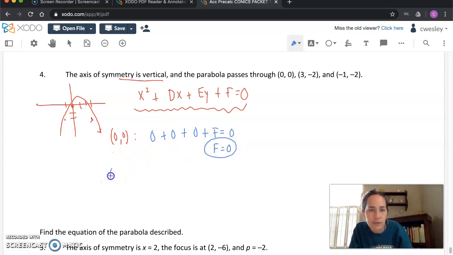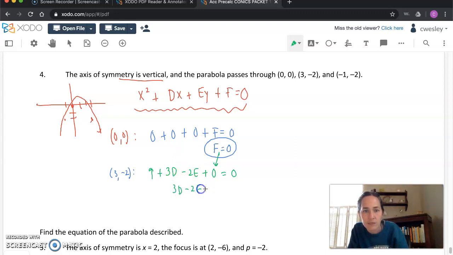Next point is (3, -2). You're going to plug these in carefully for x and y. So I will switch to green, and x squared comes first. So 3 squared is a 9 plus Dx, so plus 3D. X is 3. Plus Ey, so minus 2E, E times -2, plus F, but that's just plus 0. I'll use what we already know, equals 0. This isn't solvable for either D or F, but it is a workable equation that we could use later in the system. So 3D minus 2E should equal -9 if we move that to the other side. I'm going to save this for later.